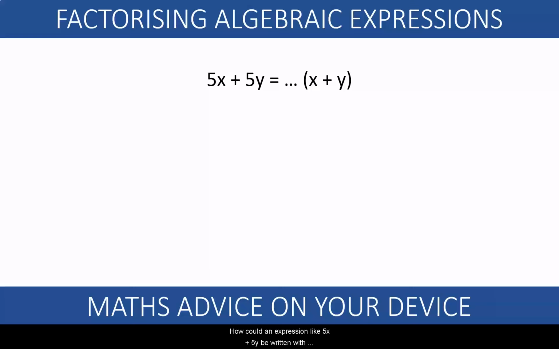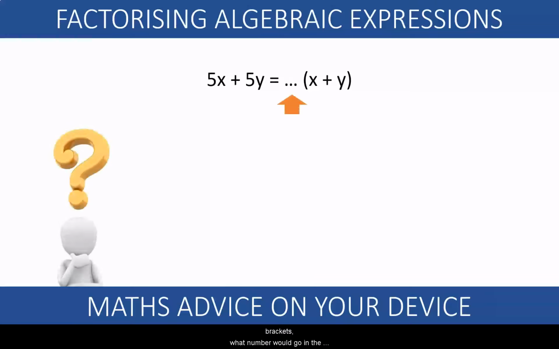How could an expression like 5x plus 5y be written with brackets? If it was written using brackets, what number would go in the box? If 2x minus 2y was written as 2 times a bracket, what letters would go in the boxes?